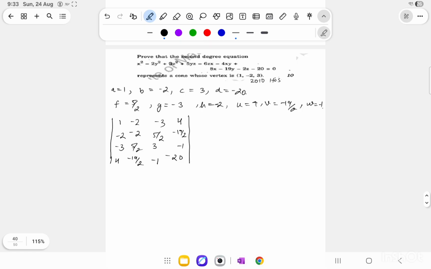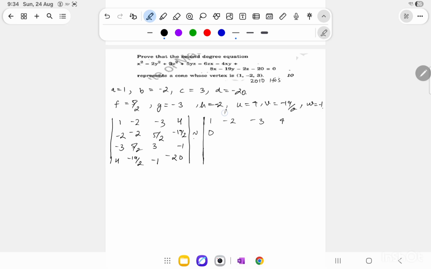So what we can do, rather than calculating the determinant, is reduce it to row echelon form and see what it comes out to be. So it is basically 1, minus 2, minus 3, 4, because an elementary operation doesn't change its nature, so it is basically equal to 0.